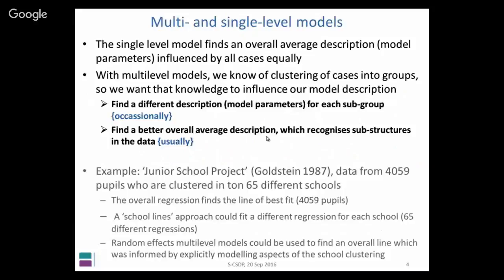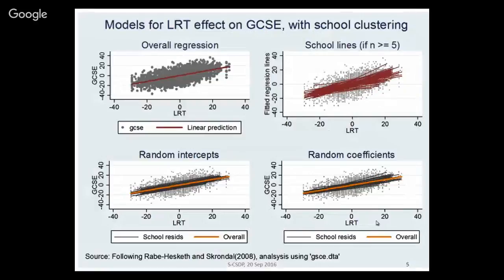So look at a quick example. A very well-known example, actually, something called the Junior School Project dataset, which is used in a lot of different methodological applications with multi-level models. It's an education data set. We've got data from 4,000 different pupils clustered into 65 different schools. And we'll look at some images in a moment which contrast a couple of different situations. A single model just for all of the pupils, ignoring the clustering in schools. A series of different models where we fit different regressions for each school. And then the third option, which is the random effects multi-level models, where we have an overall model, but we're sensitive to the different schools.